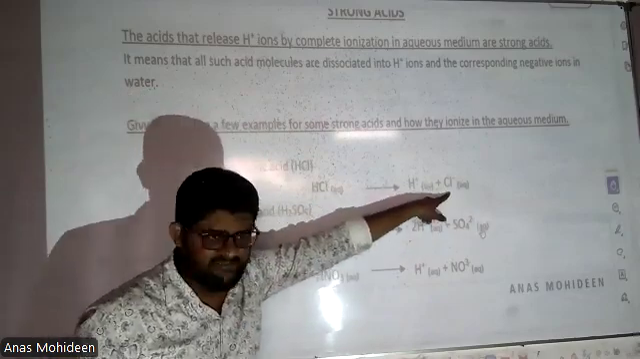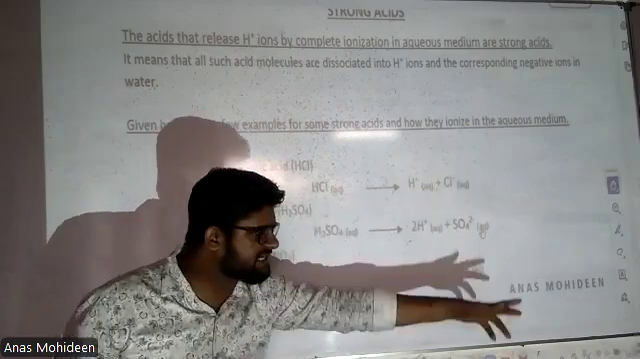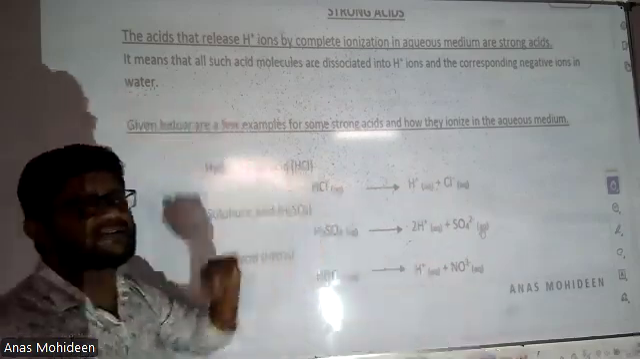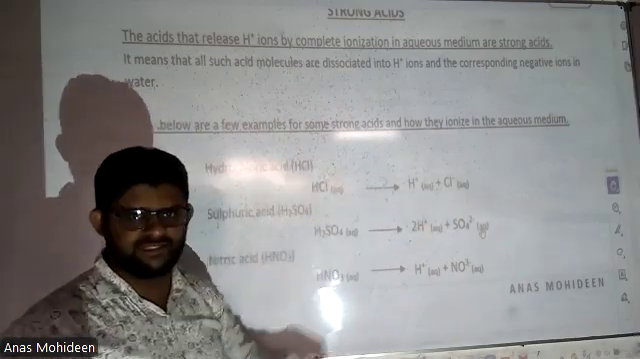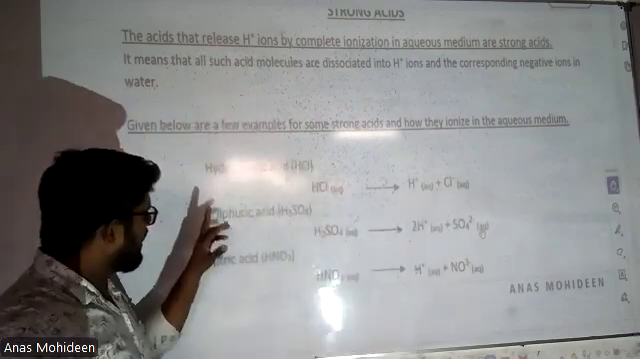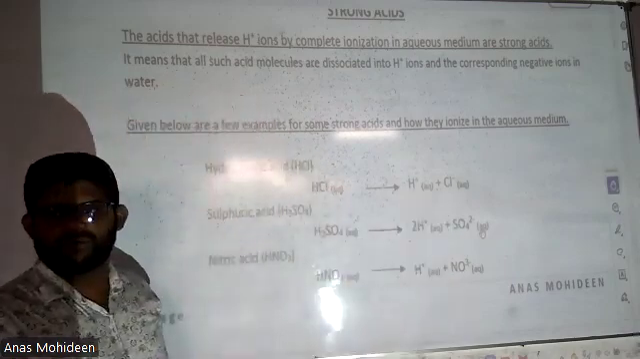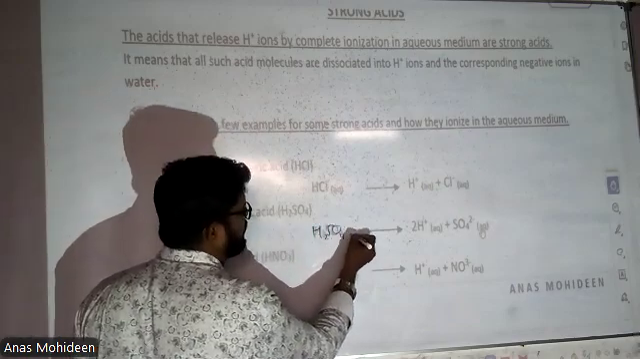Is there a single hydrogen left with Cl? No, right? All hydrogen came out. Came out means released, it is ionized, so it is a strong acid. But after writing, you have to balance both the sides. Now 1H, 1H, 1Cl, 1Cl. Balanced. Sulfuric acid, H2SO4.